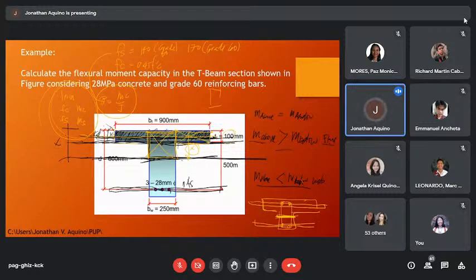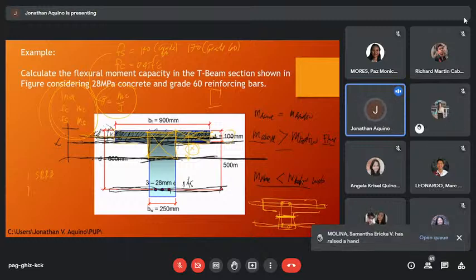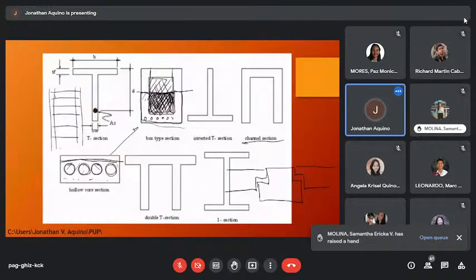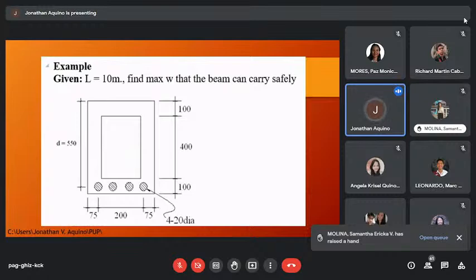So for the next meeting will be your first quiz. I'll be giving you 3 problems: 1 for singly reinforced rectangular beam, 1 for doubly reinforced rectangular beam, and 1 for irregular beam. The irregular beam, either T-beam or other shapes like this one, o pwedeng ganito. Okay? So for your exercise, you can solve this.